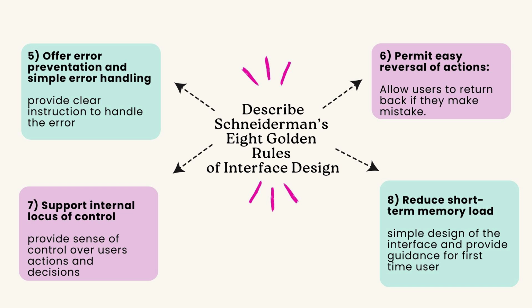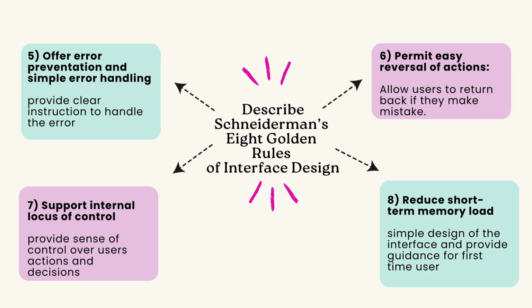6. Permit easy reversal of actions. This rule allows users to go back if they make a mistake while they are purchasing the product. 7 is about support internal locus of control. For example, we can provide a sense of control over users' actions and decisions so that the user is in control while using the website. And the 8, reduce short-term memory load.